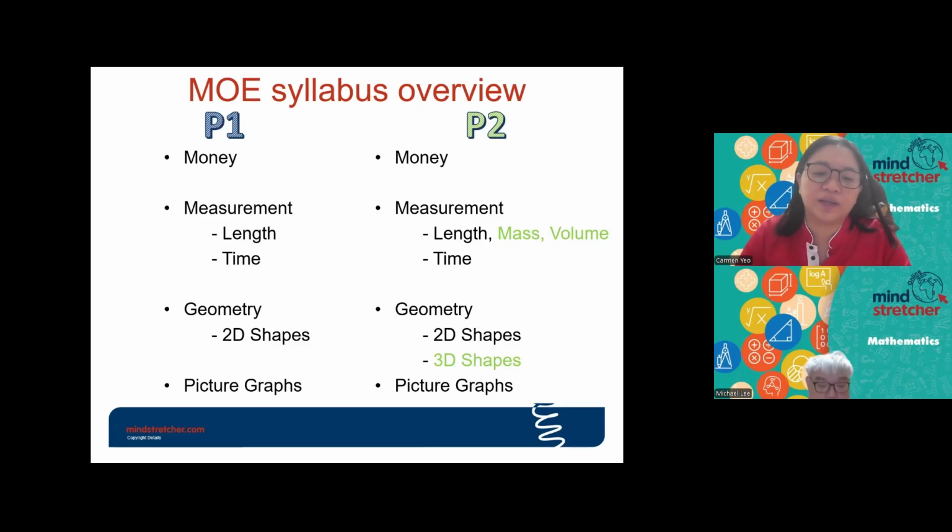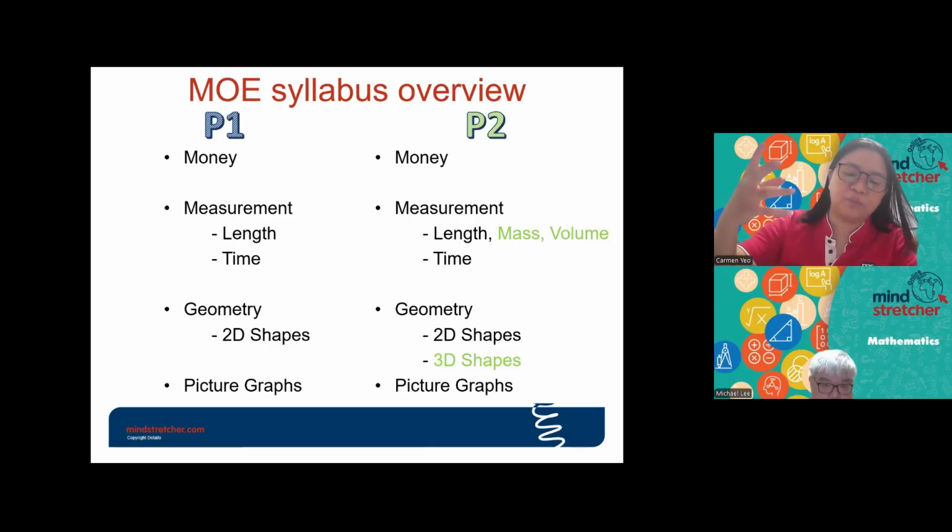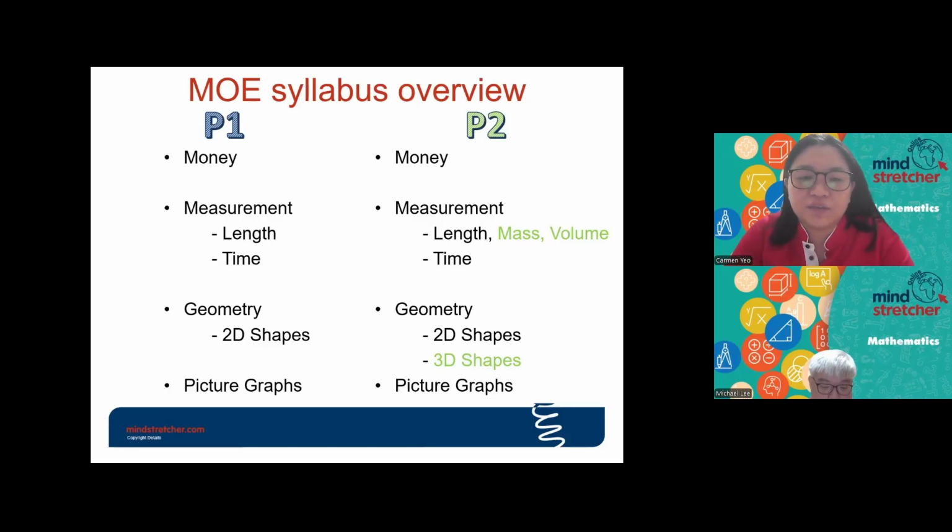Okay, so primary one, the picture graph that they see, right? One picture will represent one unit. Okay, so if they see four apples, that means it's four. Whereas in primary two, one picture may represent 2 units. So if they see four apples, it may represent 8 apples. Okay, so these are the differences in primary one and primary two, even though the topics look the same, okay, but it's more in depth.